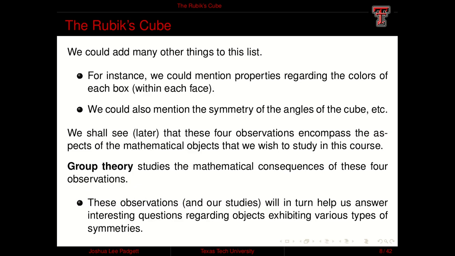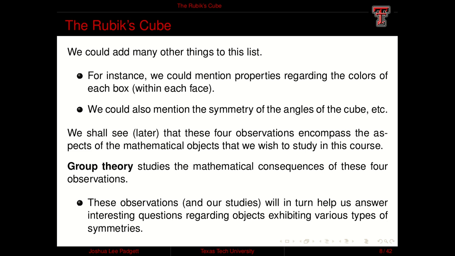And we could add lots of things to this, such as we could study the colors of each box within each face. We could also mention lots of symmetries in terms of the angles, but those are not things that we need to start out. And so let's say the goal of group theory is to study the mathematical consequences of these 4 observations, or let's say things very similar, or let's say really generalities of these 4 observations.